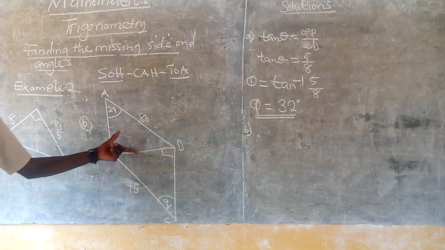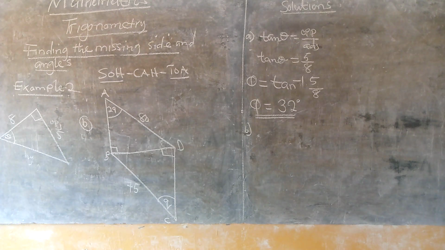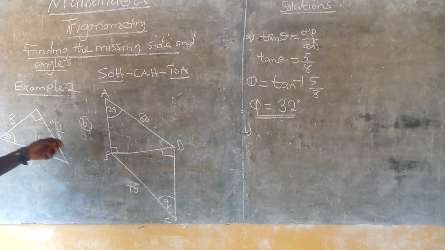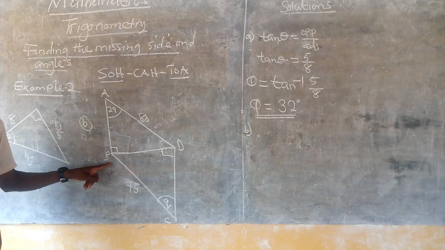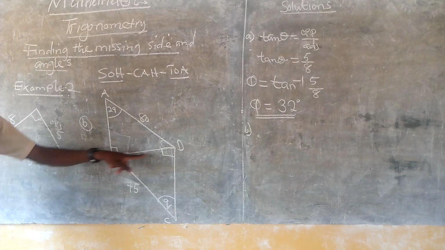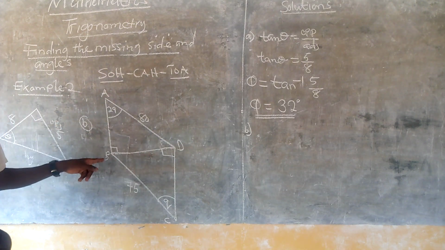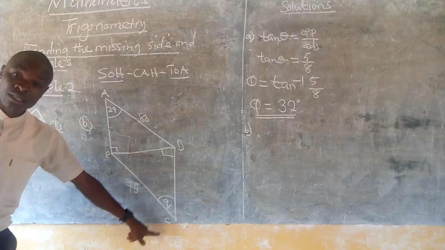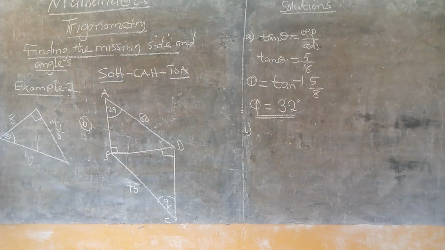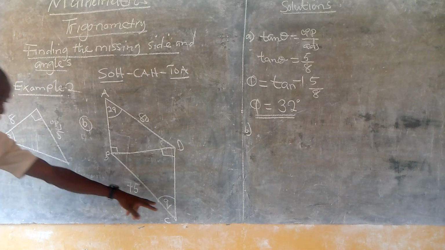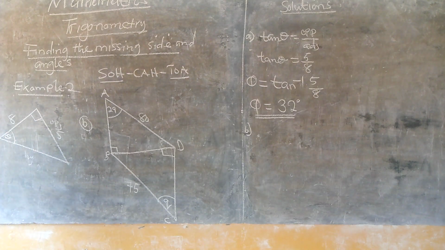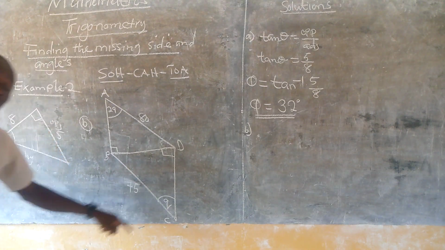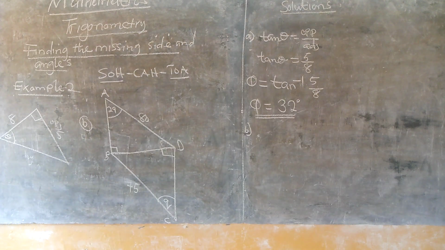So how many triangles do I have here? There are 2. If you look at it very well, there are 2 triangles. We have the triangle A, B, D, and then the triangle B, D, C. We have been asked to find this angle. How do we find this angle?